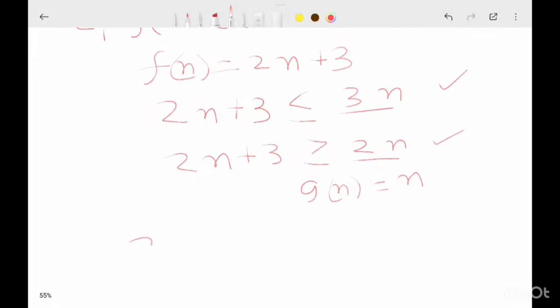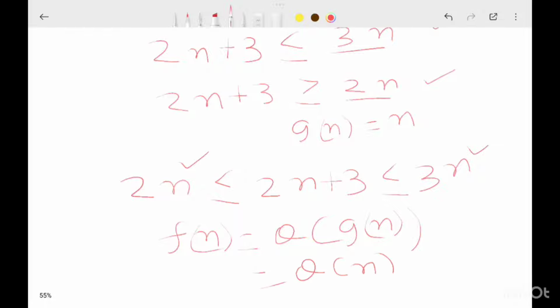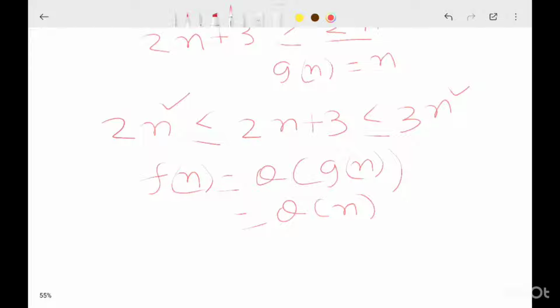So now 2n is less than or equal to 2n plus 3, and this 2n plus 3 is less than or equal to 3n. So now this function 2n plus 3 can be represented as theta of g of n. Here g of n is nothing but n. So this can be represented as theta of n.